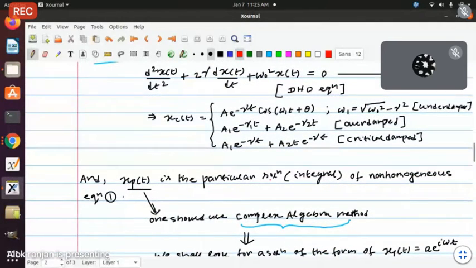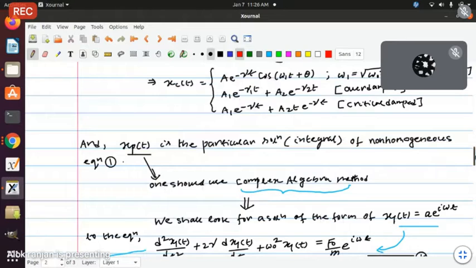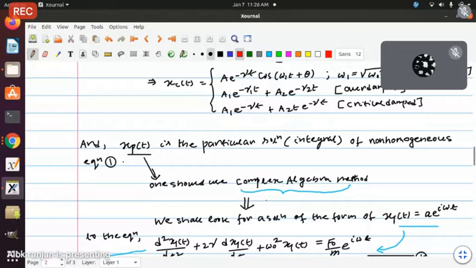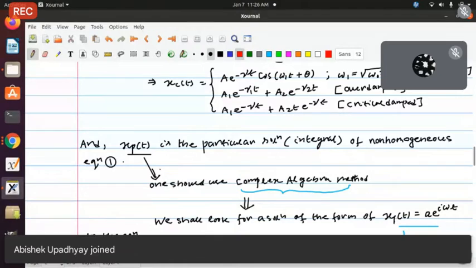The x subscript p represents the particular solution, or sometimes people call it the integral solution, of non-homogeneous equation 1. And how will we get that one, x subscript p of t? One should use what are called complex algebra methods. Some complex number techniques, algebra techniques, one will use in order to get the particular solution. So what is that? Let's see. Again, I am repeating, this is the standard procedure. The details you can ask your math teacher. So what is this complex algebra technique that will give you the particular solution?